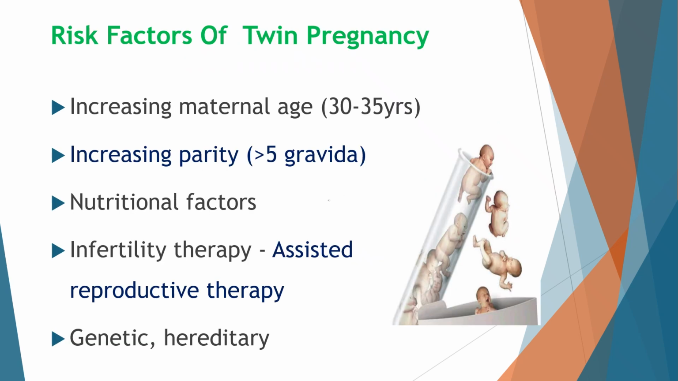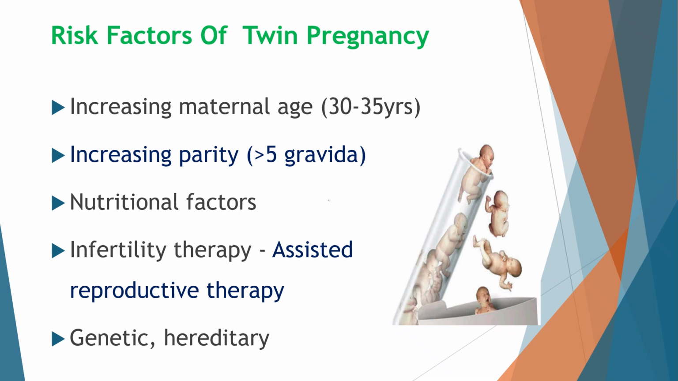Now let's discuss the risk factors for twin pregnancy. Certain conditions increase the likelihood of a woman conceiving twins. One important factor is increasing maternal age, especially between 30 and 35 years, as hormonal changes during this period can lead to the release of more than one ovum.